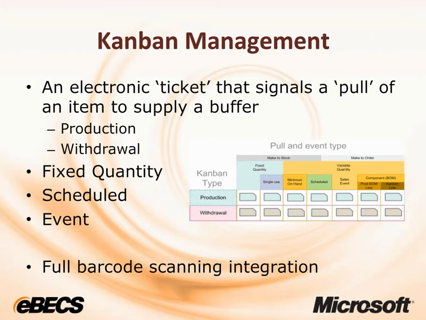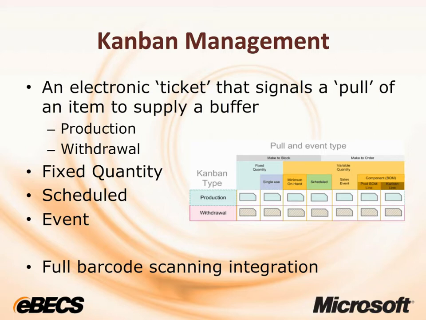At the crux of Lean in AX is a Kanban framework. In AX 2012 we have two different types of Kanban. We have production Kanbans and withdrawal Kanbans. Now within these there are different replenishment strategies. So if you look at the diagram, the replenishment strategies range from make to stock to make to order. Today we're going to focus on fixed quantity Kanbans that sit within the make to stock element.